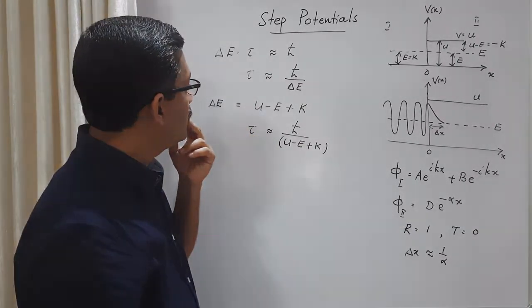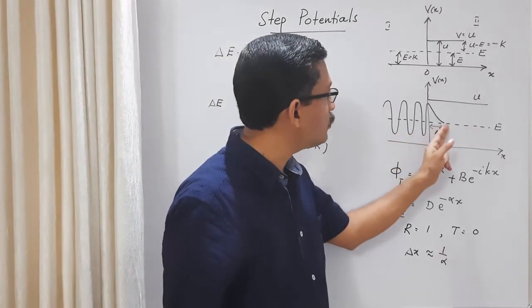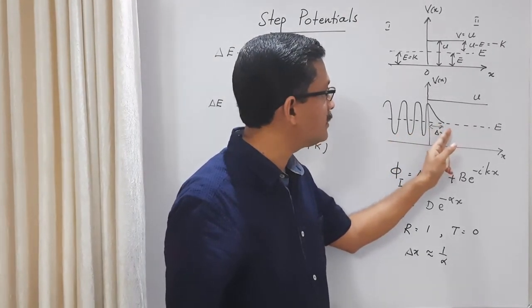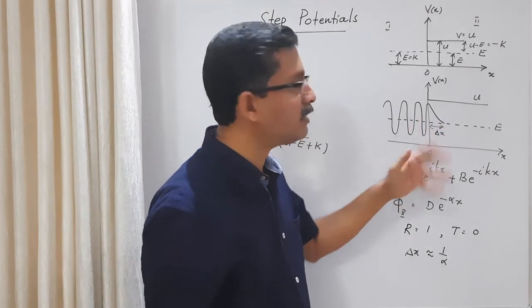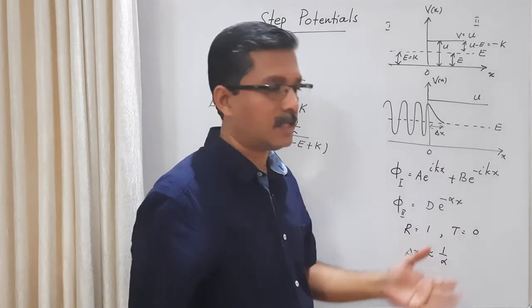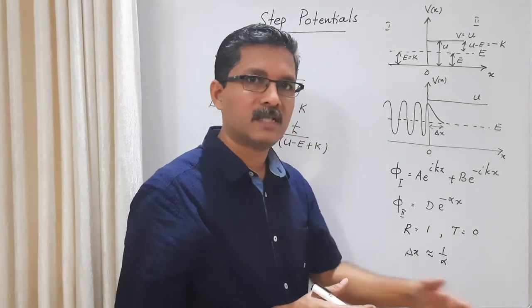So within this time interval, this particle must be moving some distance delta x in region 2, and then it must come back. When they come back, their energy is lost. So suddenly the particles get some energy, penetrate through some distance, and come back.